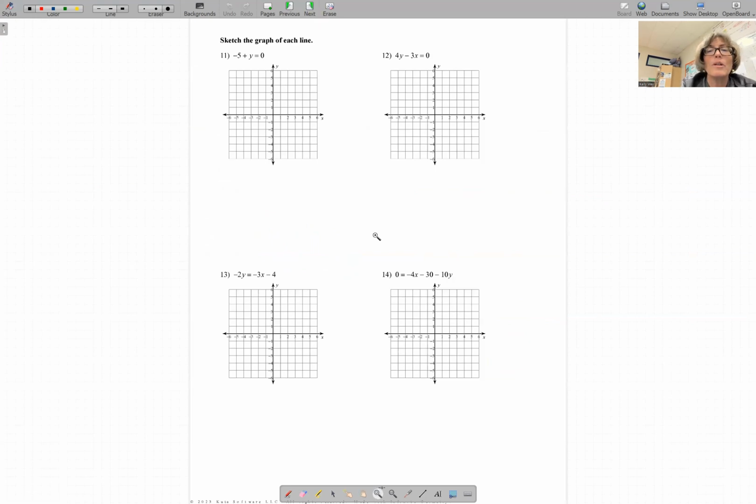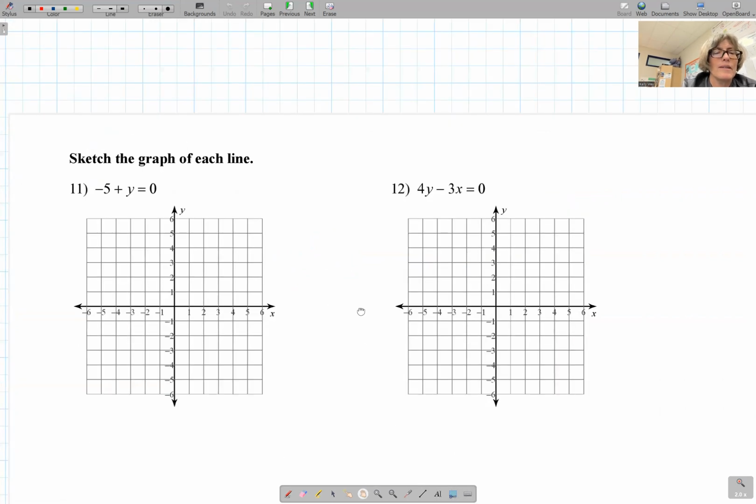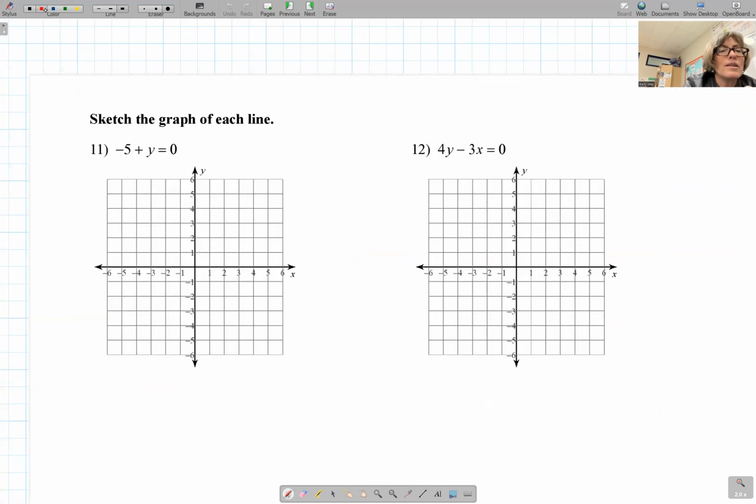Graphing. This one, I'm going to add 5 to both sides, and I get y equals 5. To graph that, that is all the points where y is 5. So you graph a bunch of points, something, comma, 5. And you will see that it's going to be a straight line.